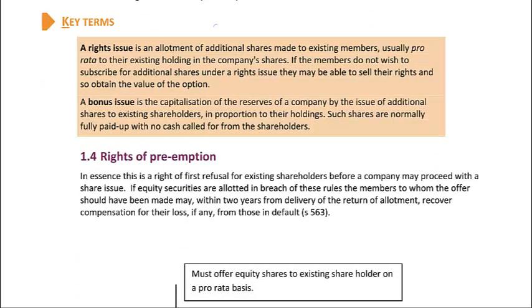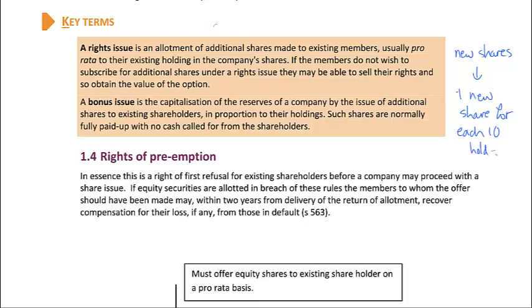Now, a couple of terms to remember. You may have seen these in your practice in the office, rights issues and bonus issues. In both of these cases, the company issues new shares to existing shareholders pro rata to their existing holding. So, for instance, if you have 10 shares, you might get one new share for each 10 that you hold.